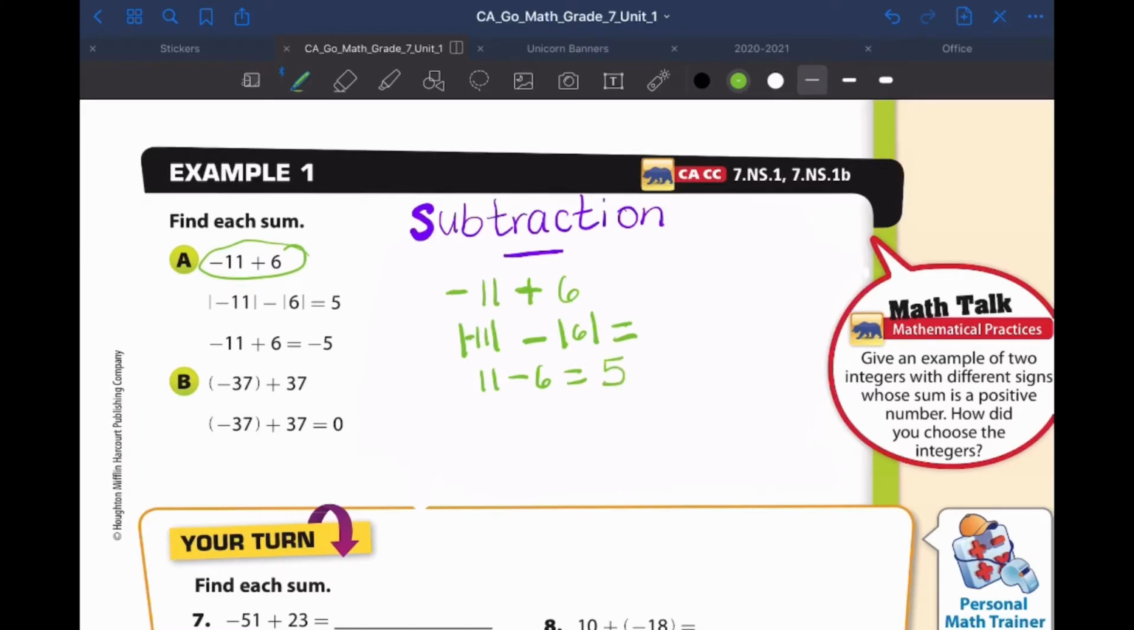So I used absolute value to find the difference of those two numbers. The next thing to do is to look at the greater absolute value. So 11 has a greater absolute value than 6. Therefore, we are going to use the sign that comes with the integer 11, and that is a negative sign. Therefore, our answer has to have a negative sign.